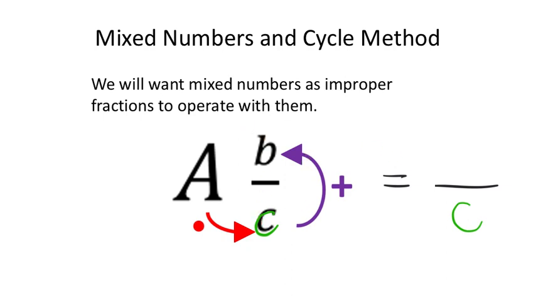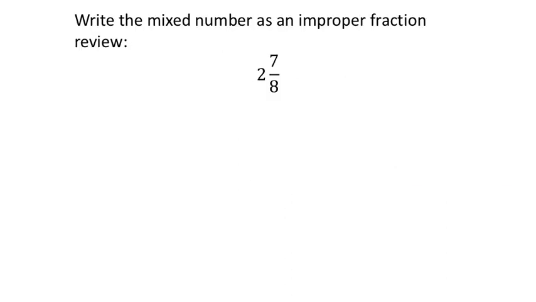So, cycle method, again. We're going to start both multiplication and division with mixed numbers. What we need to do to operate with them is to change those into improper fractions. This is really just a quick review of stuff that we've already seen. We are going to be doing it in all the problems that have mixed numbers, so just be ready for that.